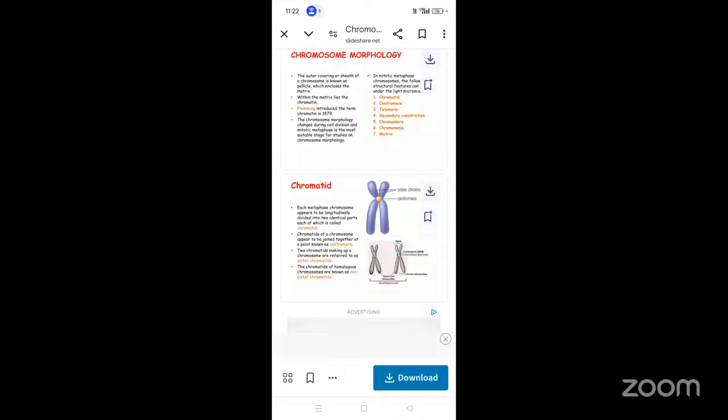Darkly stained regions are also called heterochromatin, and lightly stained regions are also called euchromatin. The differentiating capacity of the different parts of the chromosomes is known as heteropycnosis. Heterochromatin is further classified into two groups: constitutive and facultative.